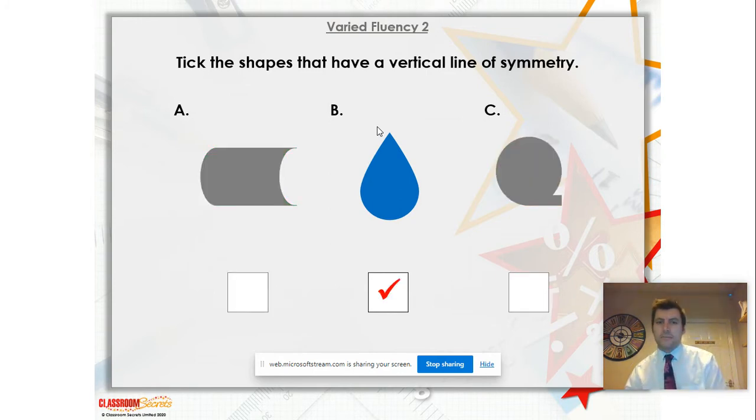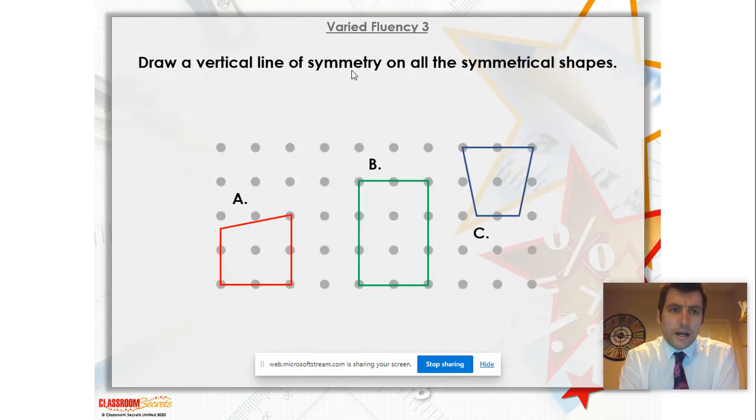Well done, guys. If you've said B, I'm sure lots of you have. So B there, guys. You could dissect it. You could cut right down the middle of B and you'd be perfectly correct. So well done, guys. Lovely job.